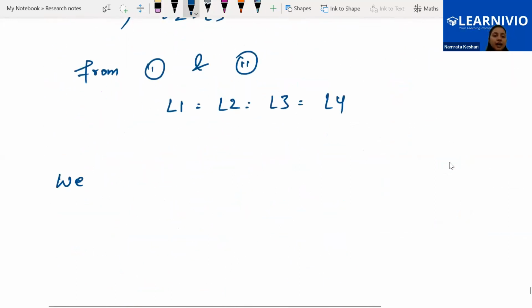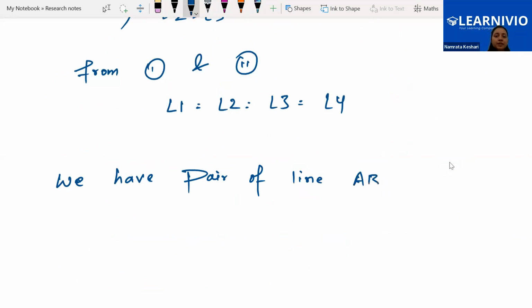We have a pair of lines AB and CD, and there is a transversal C. When we are not talking about parallel lines, then also we can talk about a transversal. We can use this terminology, transversal line.